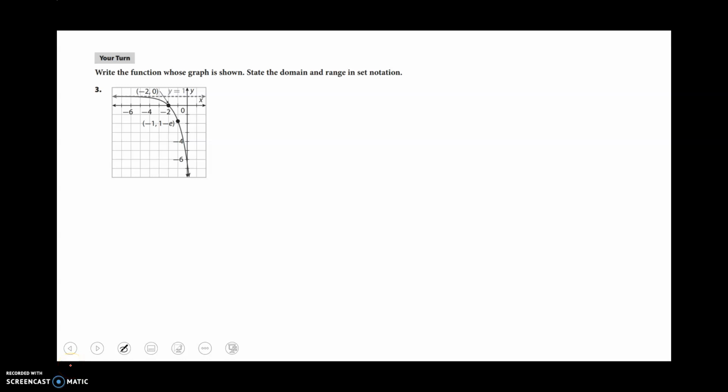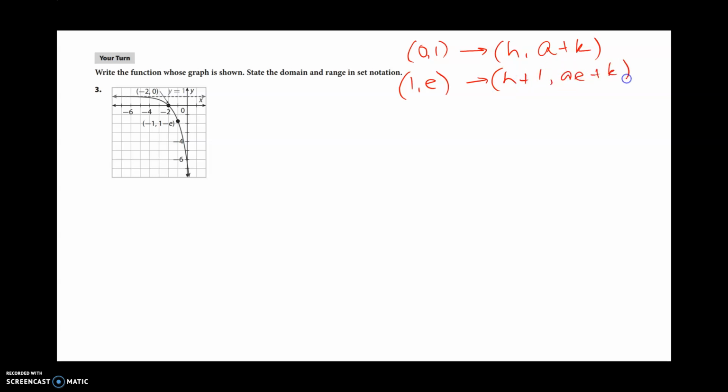All right, here's part 2 of the 13.3 video. At the end of the first video, we were able to write an equation based on the information given in this graph. So let's write our transformations. (0, 1) is transformed to (h, a + k), and (1, e) transforms to (h + 1, ae + k).